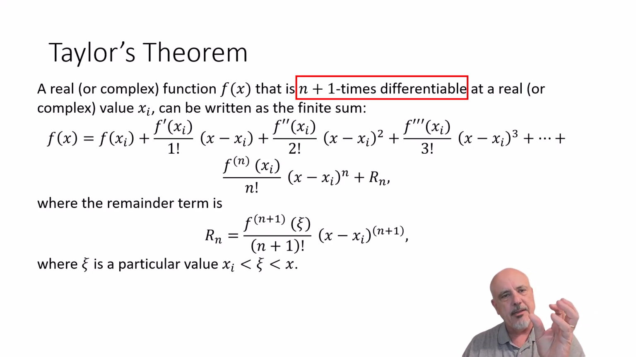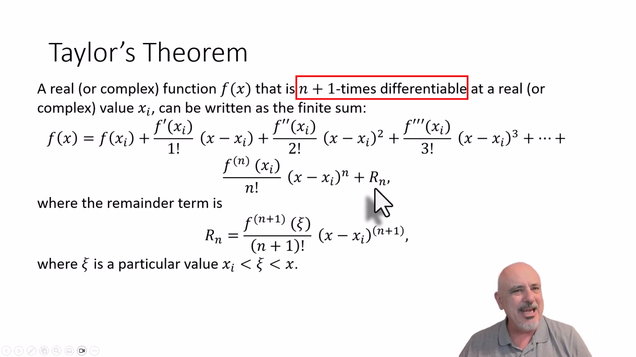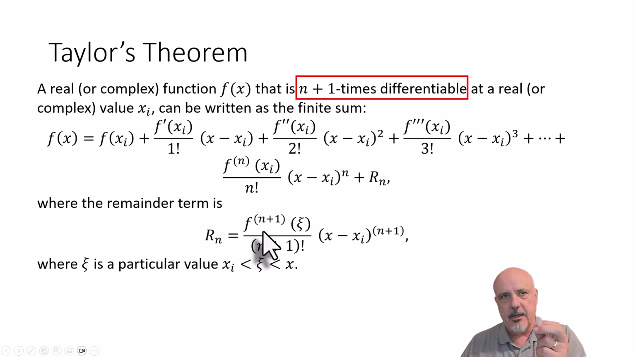So here we need to think about the function that is at least n plus 1 times differentiable. And we can do the same thing that we did earlier. We take derivatives, 0, first, second, third, up to nth. And then we add in this r sub n term called a remainder term. And that remainder term is evaluated at the n plus 1th derivative of f, and it's evaluated at this c. C is some value between x sub I and x.